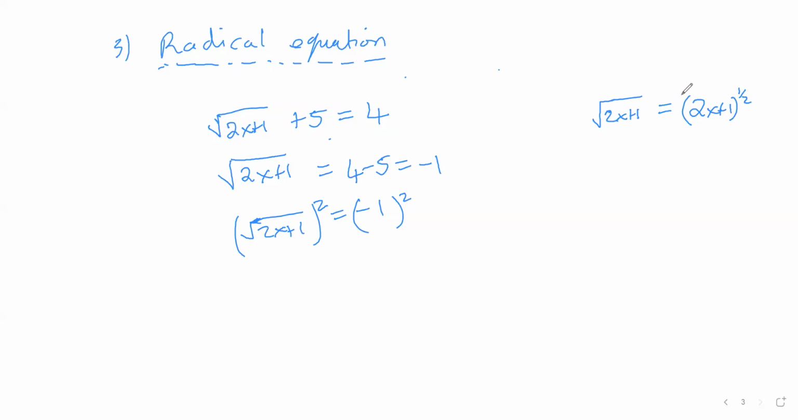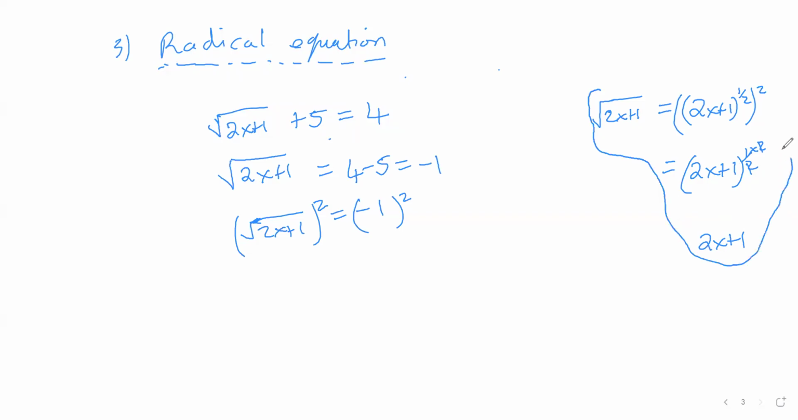So if we raise this to the power 2, by our law of exponents, this becomes 2x plus 1 to the half times 2. The 2 cancels with this 1, and the power then becomes 1. 2x plus 1 to the power 1, which is just 2x plus 1. So this is how the radical sign actually disappears, right? It's not some magic. It actually goes away by the application of our laws of exponents.